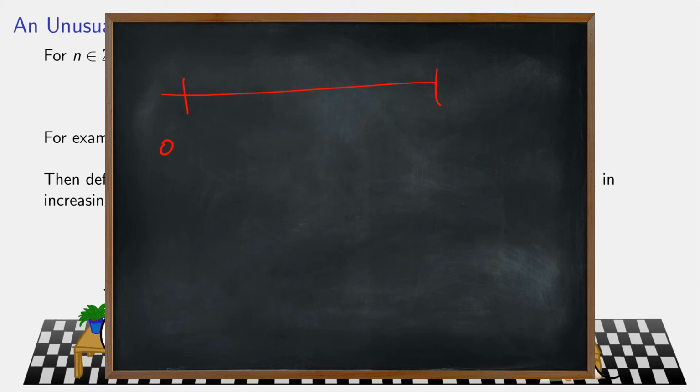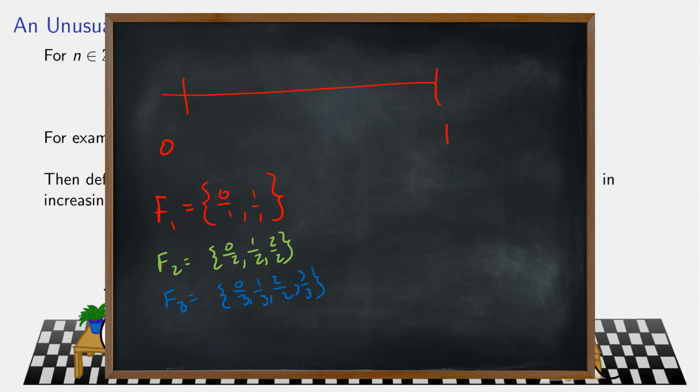So here is 0, here is 1. First, what is f1? It was 0 over 1, 1 over 1. What is f2? Let's actually color code these. f2 was 0 over 2, 1 over 2, 2 over 2. Then, what about f3? 0 over 3, 1 over 3, 2 over 3 and 3 over 3. And then finally, let's take a look at f sub 4. 0 over 4, 1 over 4, 2 over 4, and 3 over 4, and 4 over 4.